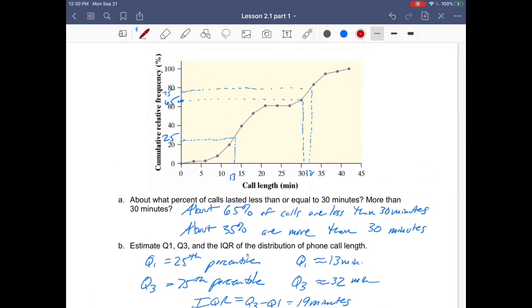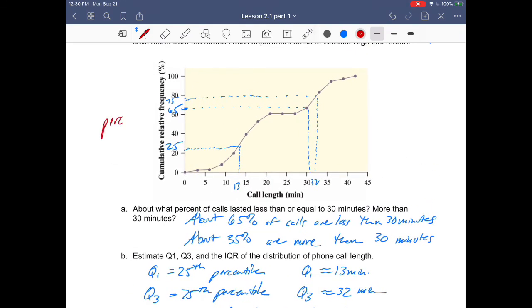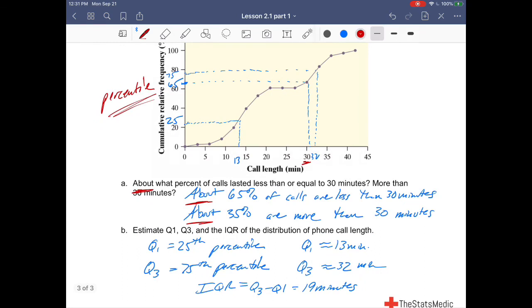Next, we have this cumulative relative frequency, aka percentile graph. 30 minutes here, follow up to get about 65%. Again, this is all estimating. You're using the word about. About 65% of the calls are less than 30 minutes, which means there are 35% that are more than 30 minutes. And then your Q1 and Q3 values would be the 25th and 75th percentiles, respectively. Again, using that graph to estimate and then compute the IQR.